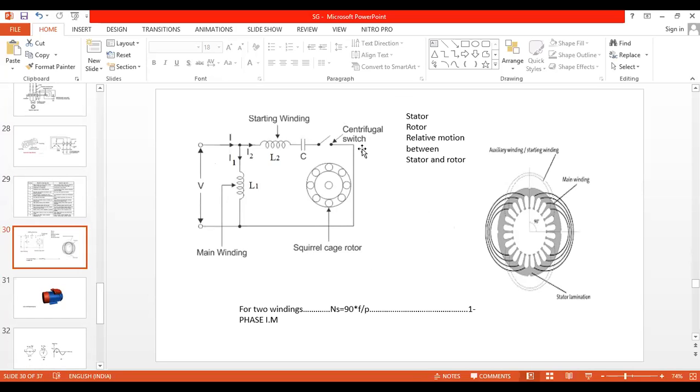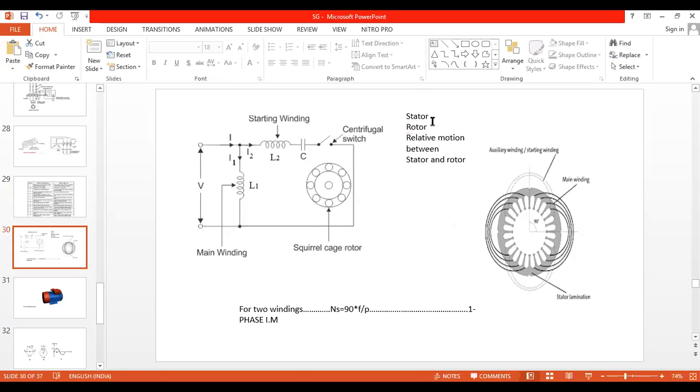Single phase induction motor. Where is the single phase induction motor? Show me practically. Single phase induction motor is your washing machine. Single phase induction motor is your fan. Single phase induction motor is your mixie. Why the name induction? Because we are not using batteries, and power is transferred from stator to rotor purely inductively.